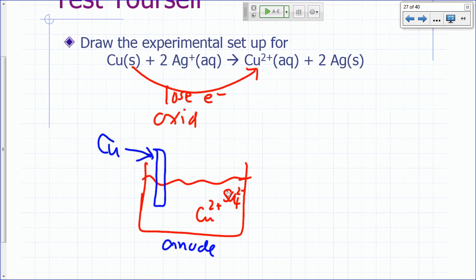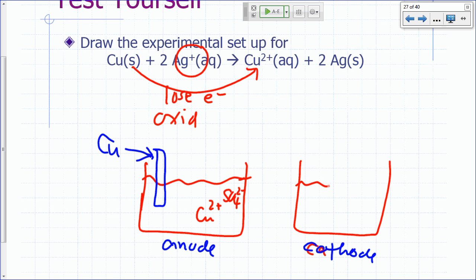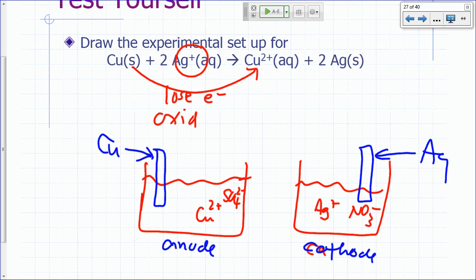And then what do you do on the other side? For the cathode, what do you have? You put a solution of silver ions, so maybe like a silver nitrate solution. So silver with some other negative ion along with it. And then you stick a piece of silver in there. What do you do next? Hook these two up with a wire, right? And then run it through some kind of a light bulb or a resistor. That way you don't have a short circuit.